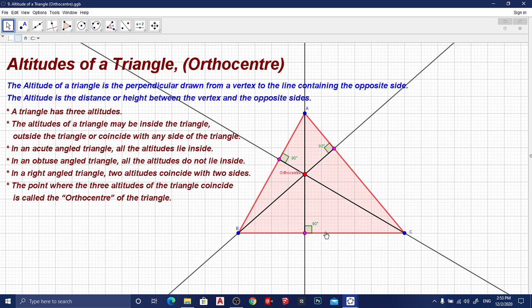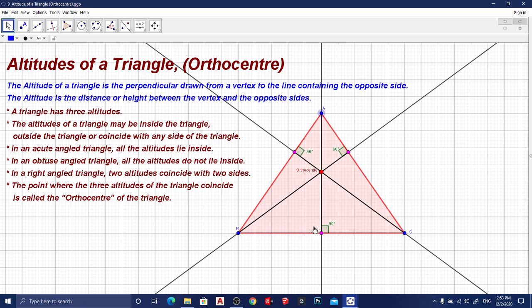If it goes from the midpoint of the opposite side, that is called the median, which was explained in the previous one. An altitude may or may not go through the midpoint also. If it is an equilateral triangle, it may go through the midpoint of the side, like this. Observe here, this is going to the midpoint because it is nearly an equilateral triangle. So an altitude may or may not go through the midpoint.